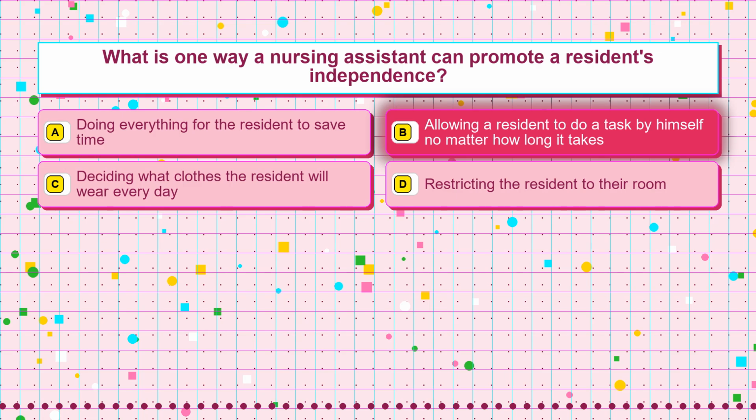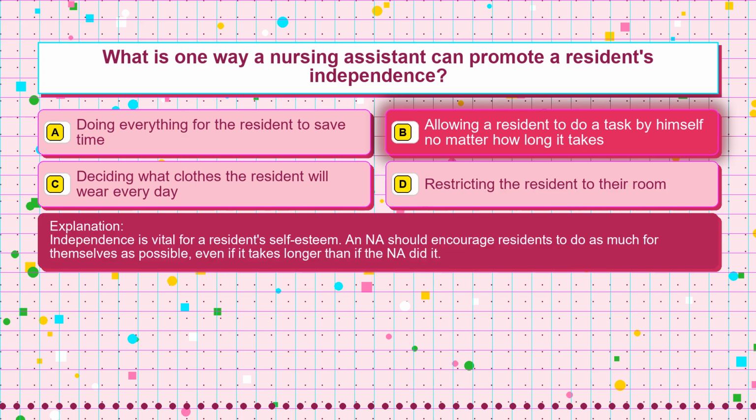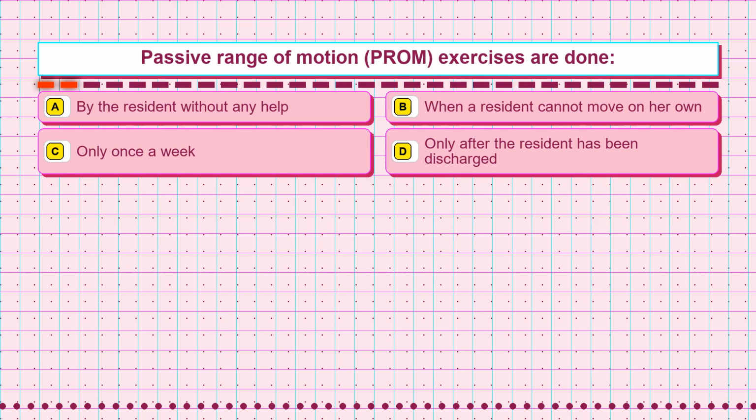The correct answer is option B. Allowing a resident to do a task by himself no matter how long it takes. Independence is vital for a resident's self-esteem, and NAs should encourage residents to do as much for themselves as possible, even if it takes longer than if the NA did it. Question 32. Passive range of motion, PROM, exercises are done.